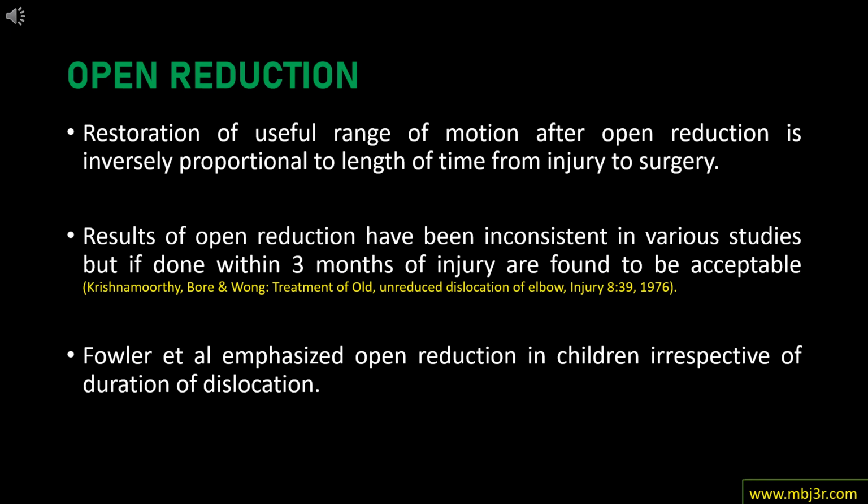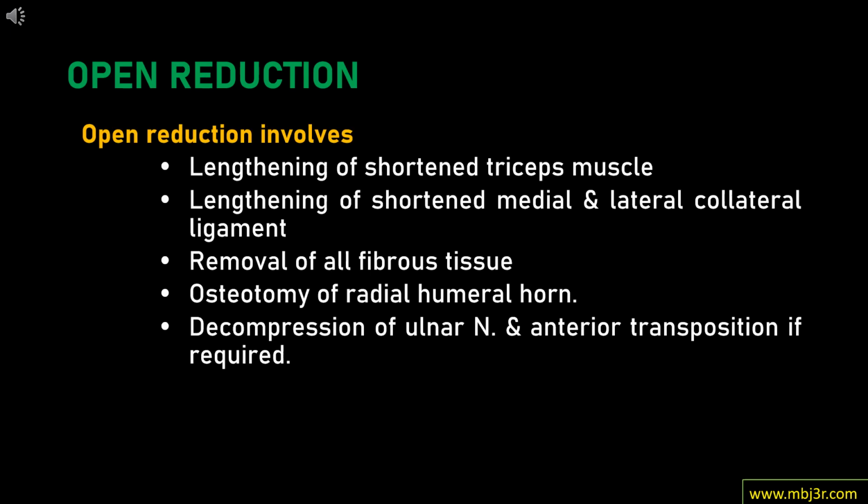Fowler et al. emphasized open reduction in children irrespective of duration of dislocation. Open reduction involves lengthening of the shortened triceps muscle, lengthening of the shortened medial lateral collateral ligament, removal of all fibrous tissue, osteotomy of the radial humeral horn, decompression of the ulnar nerve, and anterior transposition if required.